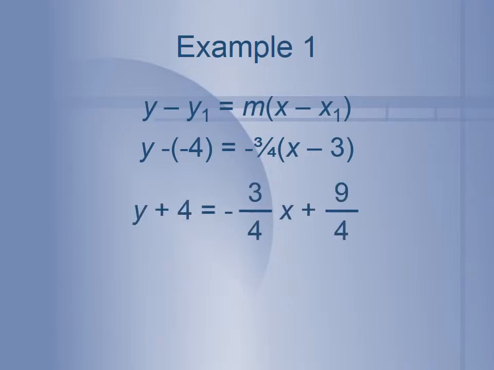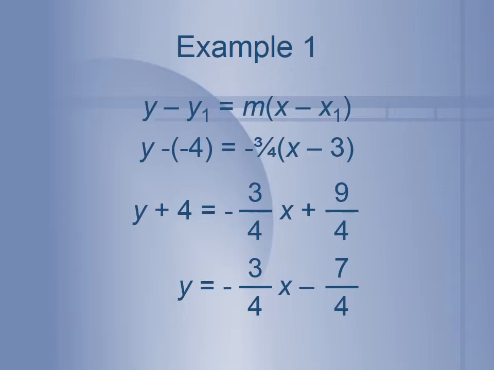So all we have to do is clean this up a little bit and we will have our equation of a line. So y minus -4 is y plus 4. We're going to distribute this -3/4, so we get -3/4 x, and then -3/4 times -3 becomes positive 9/4. Okay, we are almost done. The only thing we have to do now is take care of the 4. So we're going to subtract 4 from both sides, and 9/4 minus 4 gives us -7/4. And now we have our equation, y equals -3/4 x minus 7/4.